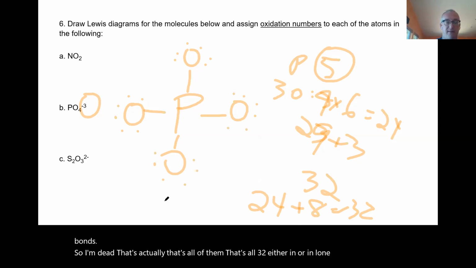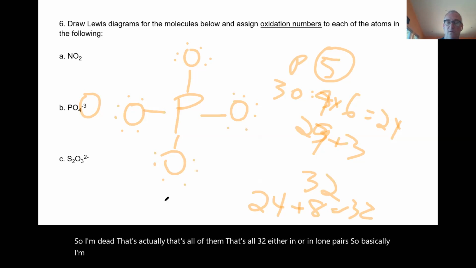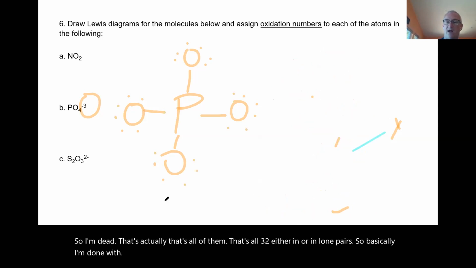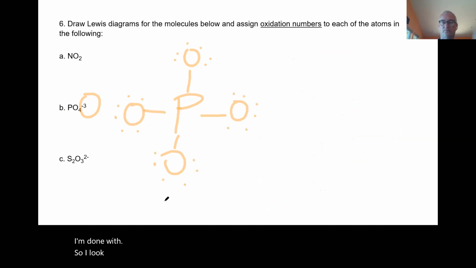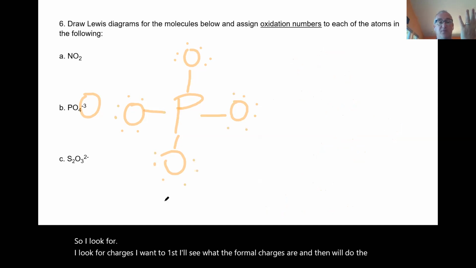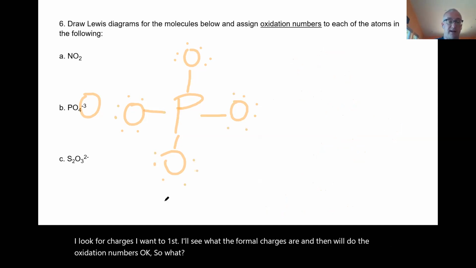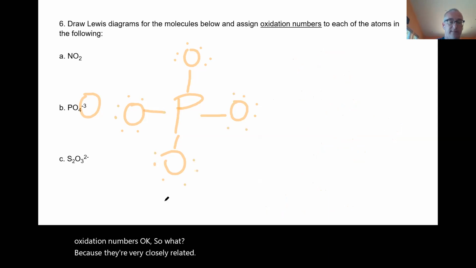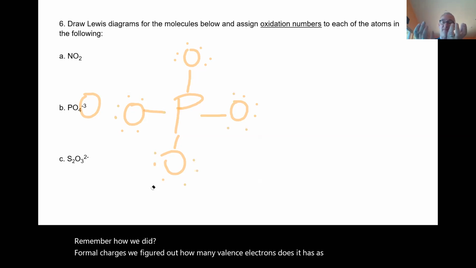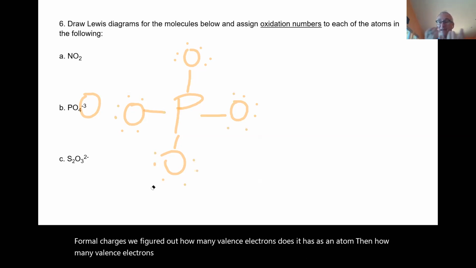So basically I'm done with that. So now I look for charges. First I'll see what the formal charges are, and then we'll do the oxidation numbers, okay? Because they're very closely related. So remember how we did formal charges. We figured out how many valence electrons it has as an atom, and then how many valence electrons it has in the molecule.